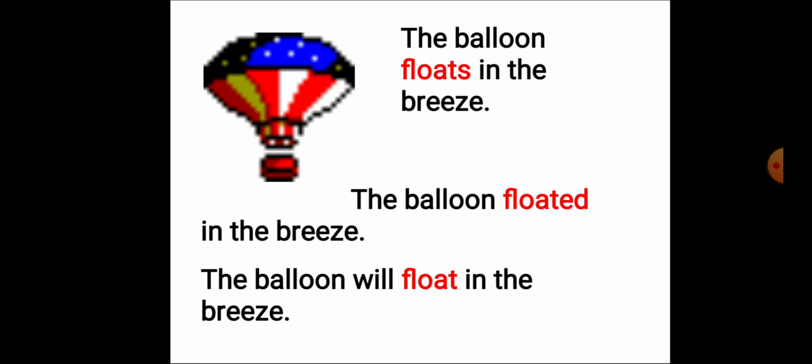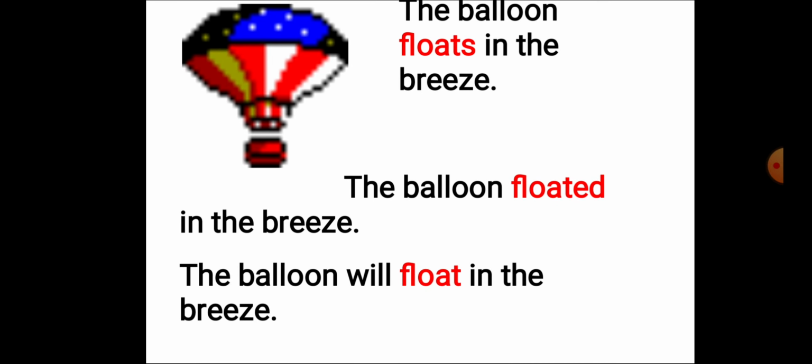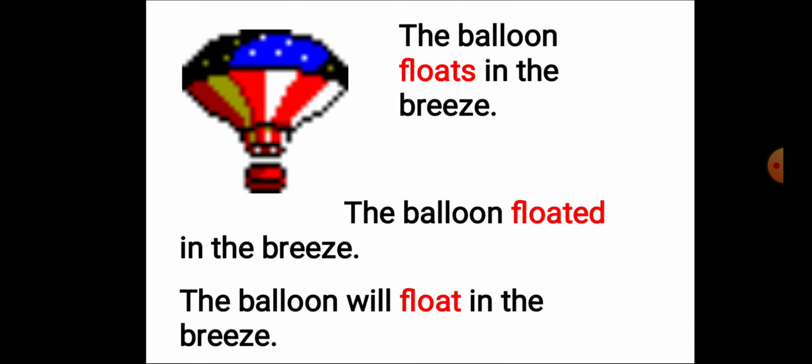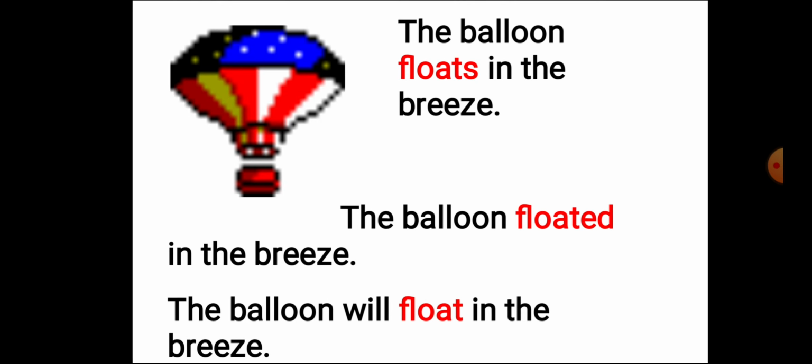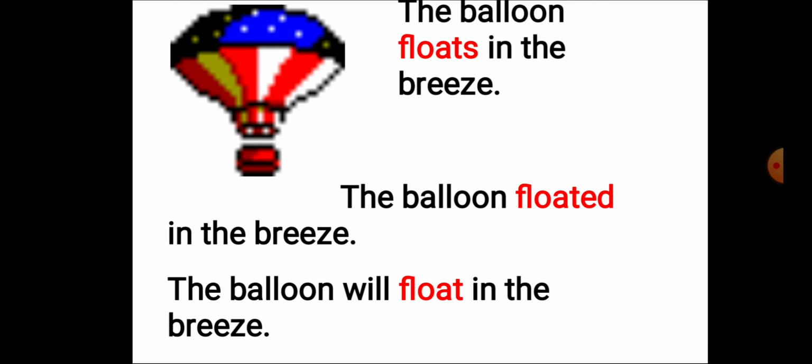Okay? Now, we can understand this concept with the example given below. The balloon floats in the bridge. In this, the verb floats refers that this action is performed in the present. The second one is the balloon floated in the bridge. In this, we add ed to the base form of the verb float. So it becomes floated. It tells that the action has been completed in the past. So this sentence is in past tense.